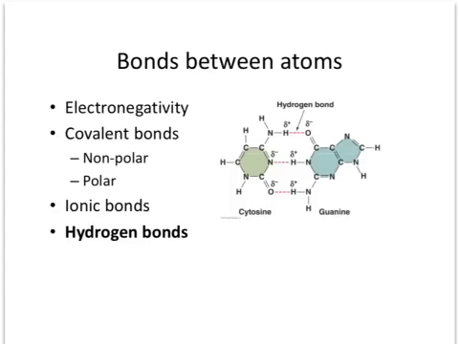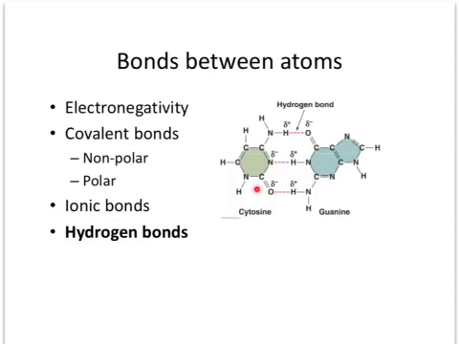Here we can see an example of hydrogen bonds forming between two compounds, the compound cytosine and the compound guanine. Both of these we'll see later are part of the building blocks of nucleic acids. And we can see that the hydrogen atom in this guanine molecule over here is interacting with the oxygen atom over here. Now please remember that hydrogen and oxygen have different electronegativities.